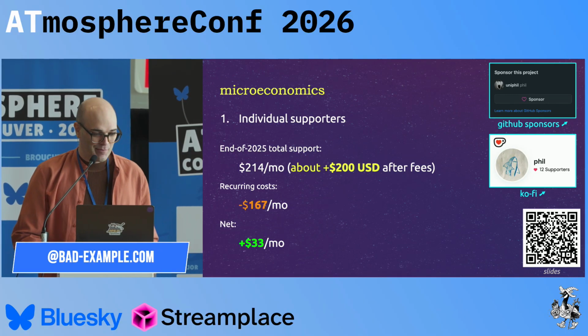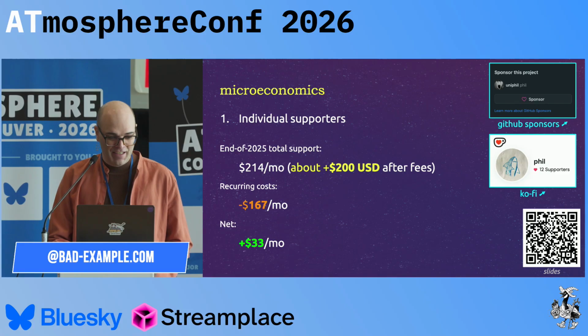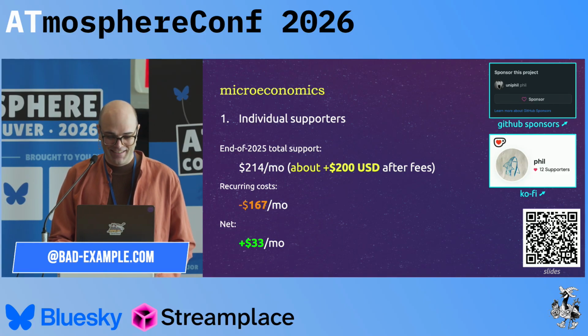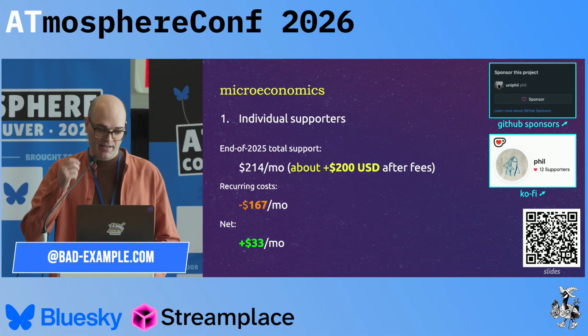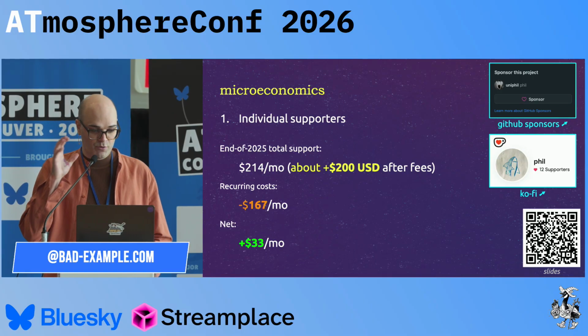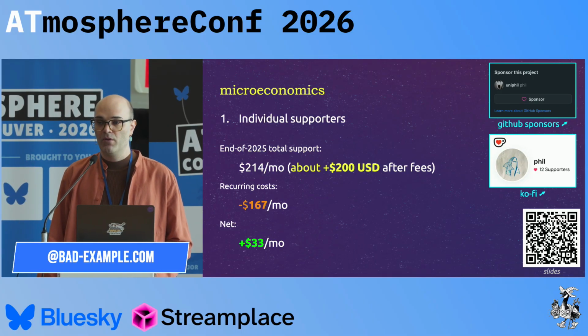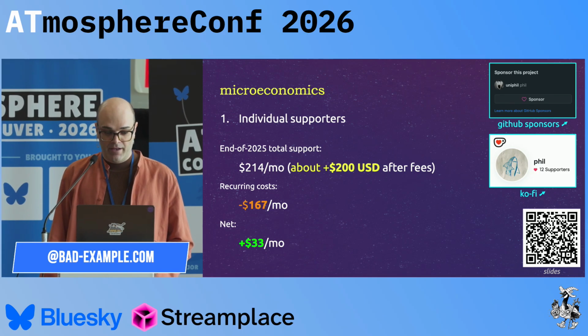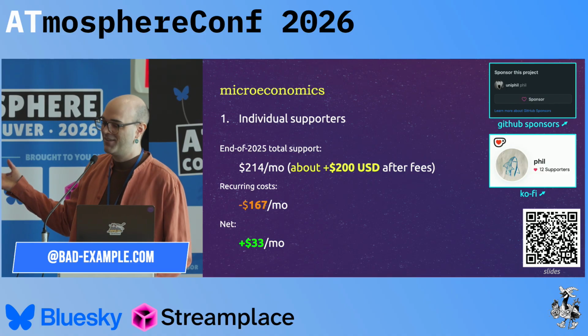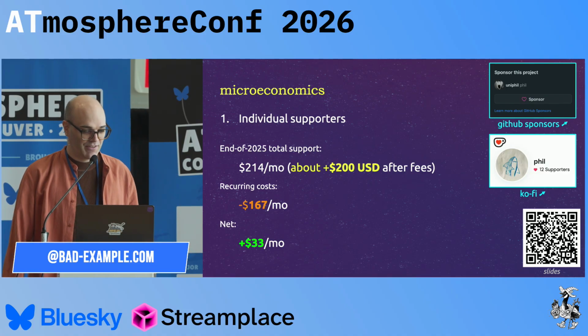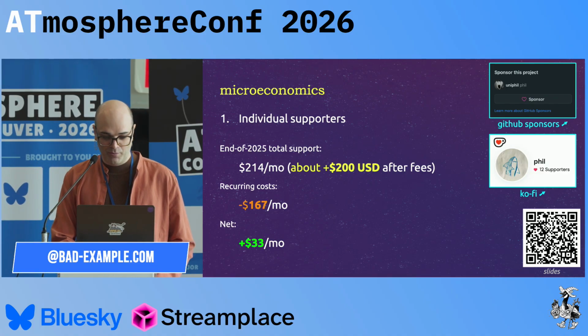Okay, I'm doing okay on time, I think, so I'm going to say this part. I said I would talk about economics. It's kind of boring, but at the end of 2025, I pulled some numbers, and I was getting around $200 after fees from people sponsoring me on GitHub and Ko-fi. Which, with some of the more expensive cloud servers for Slingshot and stuff, netted me about $33 a month. I'm getting rich.